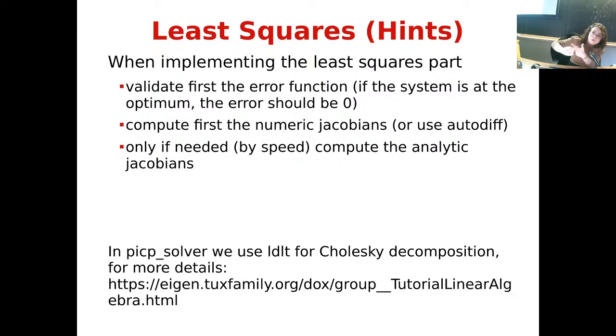And then ensure that your Jacobians are correct. You can first compute the numeric Jacobians and then pass to the analytic Jacobians. This is the link I was mentioning about Eigen on linear algebra solvers.